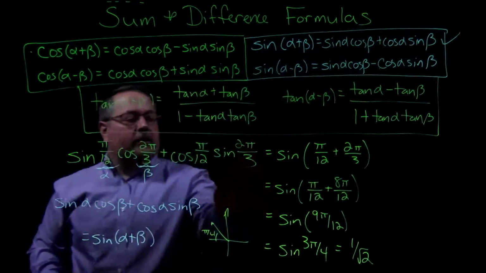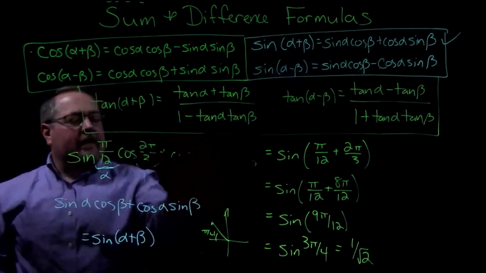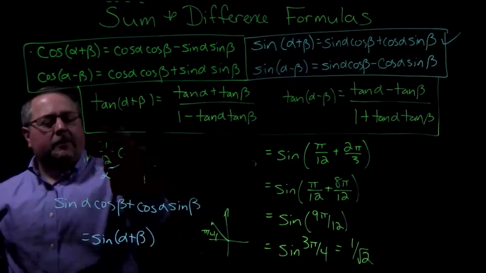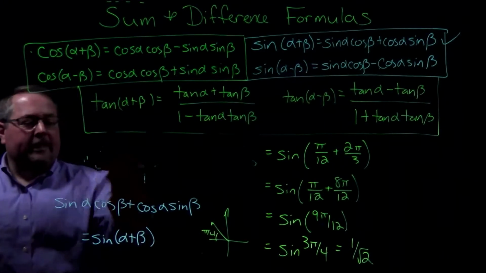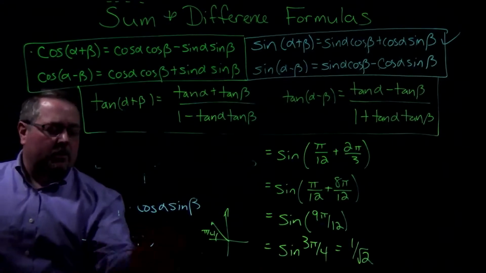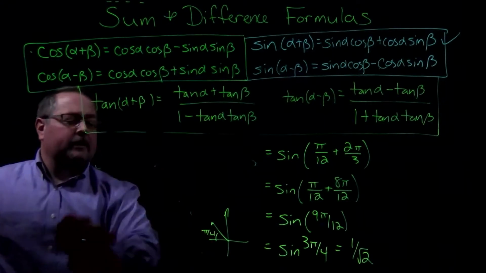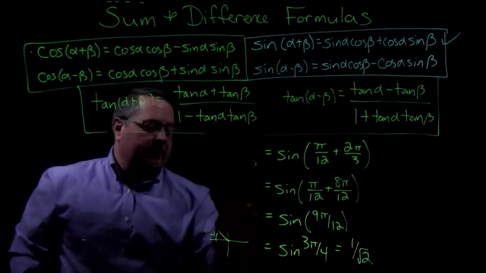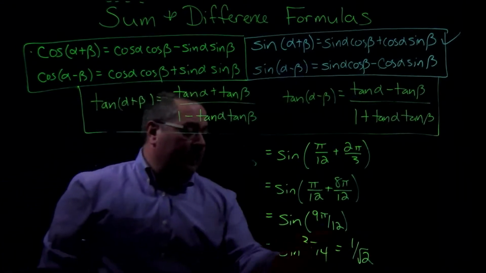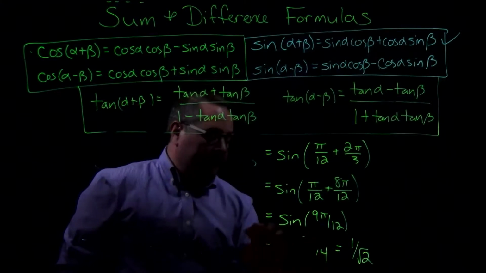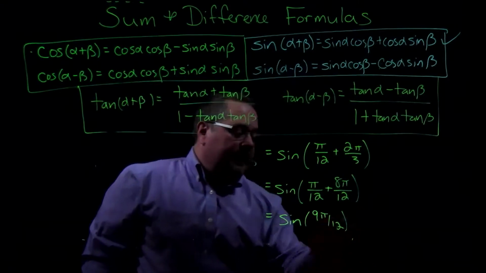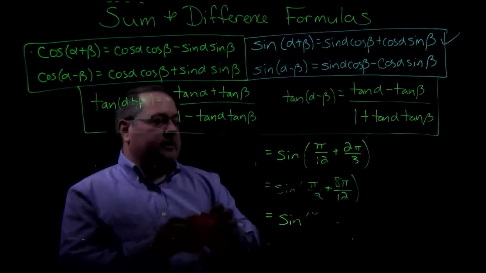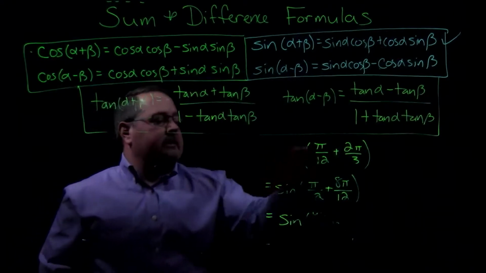All right. Now let's take a look at one last problem type. And this is going to be similar to the first example we did in that we're using our formula from left to right. But instead of being given numerical values for our angles, like 30 degrees and 45 degrees, we're going to be given information about our angles that allows us to find the sines and cosines.